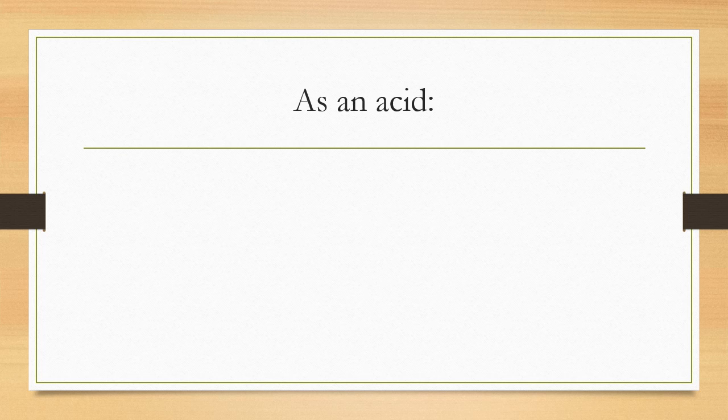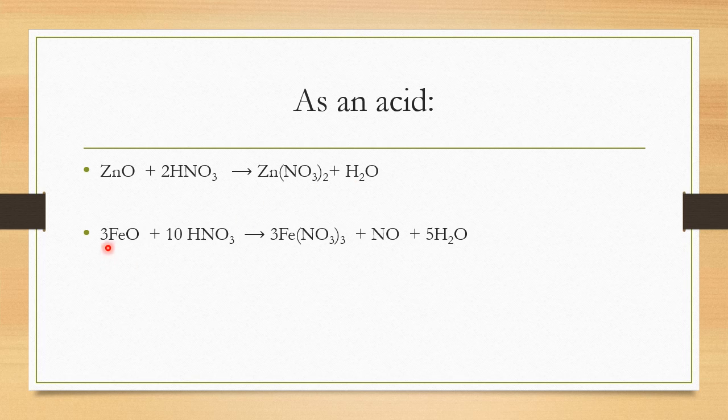The first property is as an acid. Like other acids, it reacts with a base. You all know acid means it will react with a base to give you salt and water. Likewise, nitric acid can also react with oxides, like metallic oxides. The acid reacts with the base to give the salt zinc nitrate as well as water. Then one more is iron oxide. Here ferrous oxide is treated with nitric acid to give ferric nitrate, Fe(NO3)3, plus nitrogen monoxide as well as water.